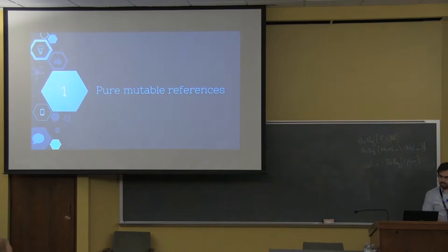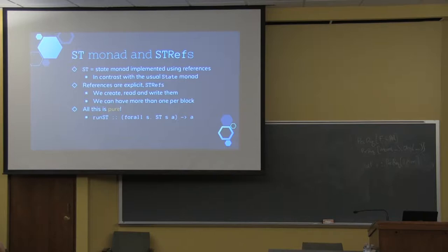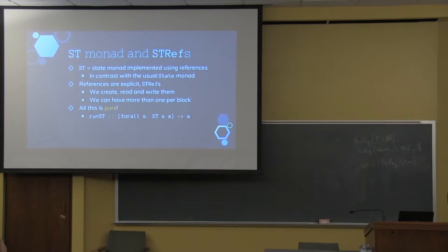Okay, so let's start with the first one, pure mutable references. This is going to be in something called the ST monad, which is supposed to resemble a state monad, but it's actually implemented using references. So you can think that somebody put in an effort to build a monad where the state is not the usual extra parameter which gets threaded through functions. It's really a C-like thing in your memory, which you destructively update in each step. And references are going to be explicit in this model, and they are going to be mapped to what you call STRefs, which are state references.